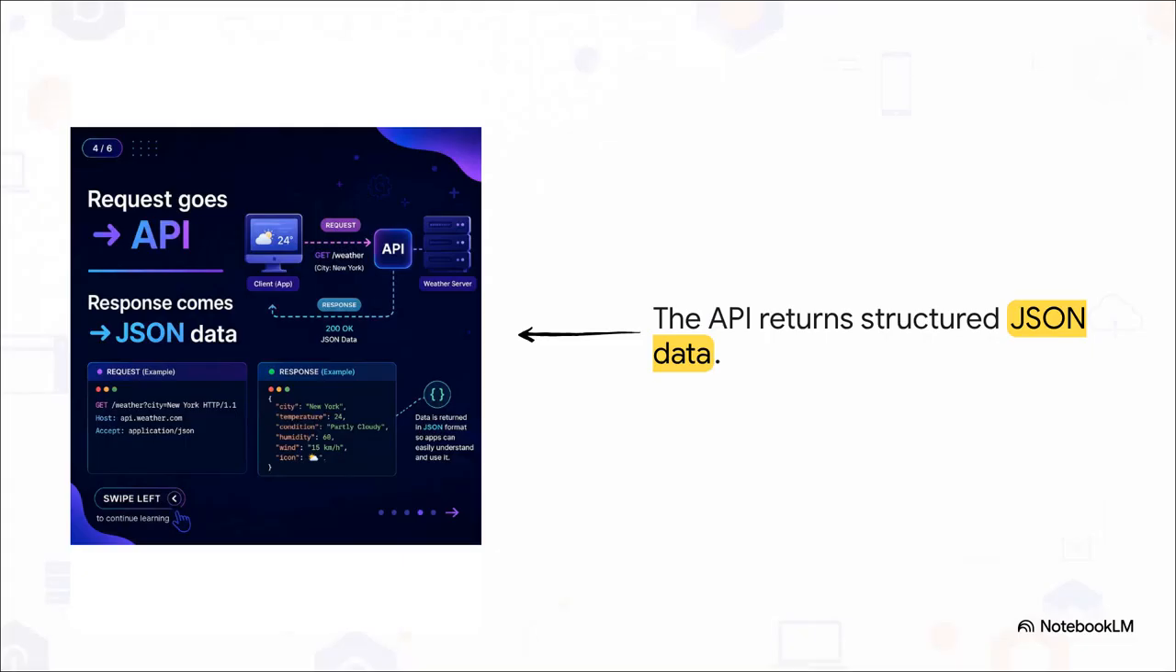Now, what's really interesting is the exact language being used. When you look at the request, you've got the app sending a simple GET command for the city of New York.